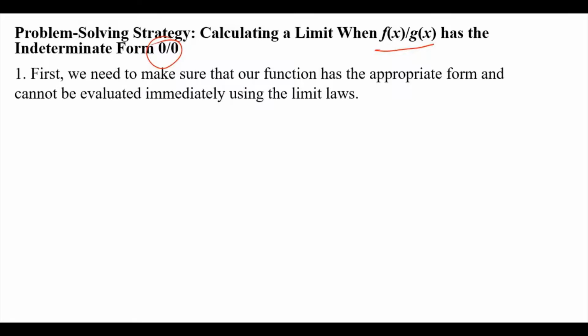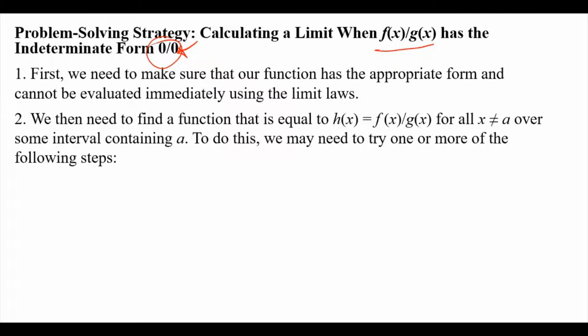So let's see. Calculating a limit when f of x over g of x has the indeterminate form, which is 0 over 0. So the first step, we need to make sure that our function has the appropriate form and cannot be evaluated immediately using the limit laws. We will try the limit laws that we practiced in the previous video, and then if we come up with the indeterminate form, then we will follow the next step. The next step, we need to find a function h of x, which is equal to f of x over g of x for all x, where x is not equal to a, over some interval containing a. To do this, we may need to try one or more of the following steps.